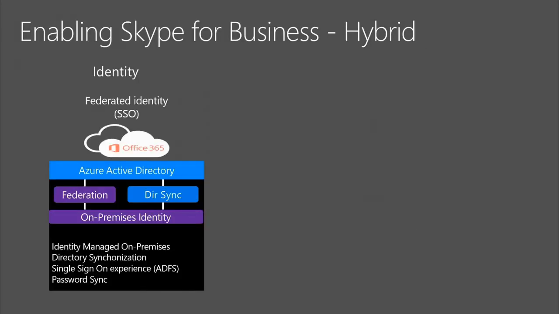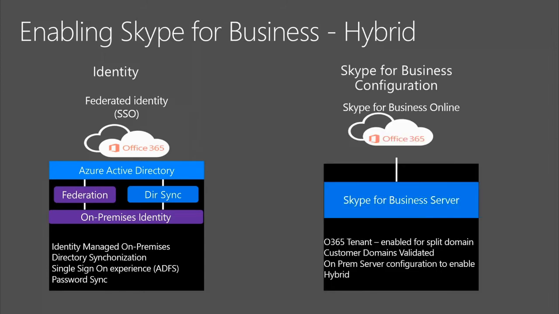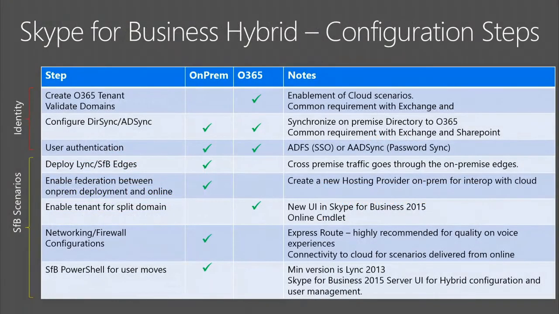All right. There are two things, and I'm going to skip through this because we're quickly running out of time. There are two components that contribute to configuring hybrid. You have the identity piece, which is common with the other workloads in Office, Exchange, and SharePoint. And then you have the Skype for Business specific configurations. Let me go through this table because it's more descriptive of what happens.